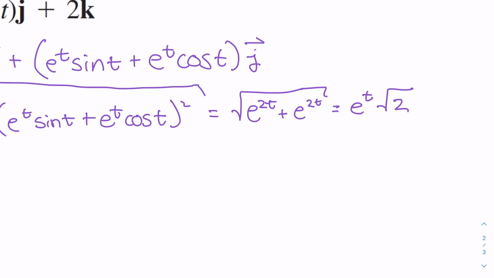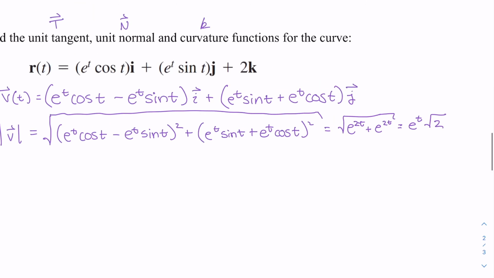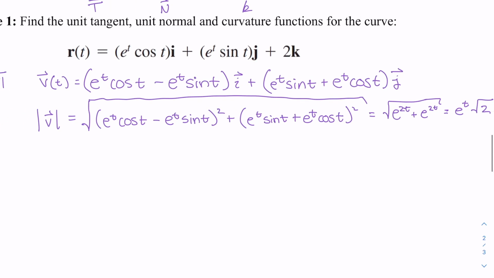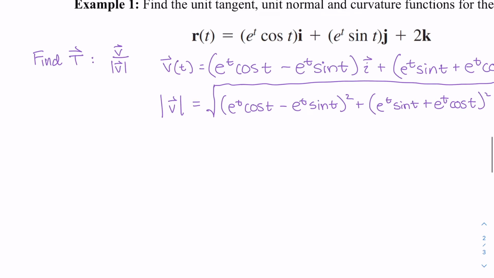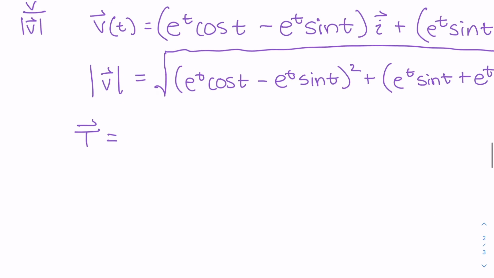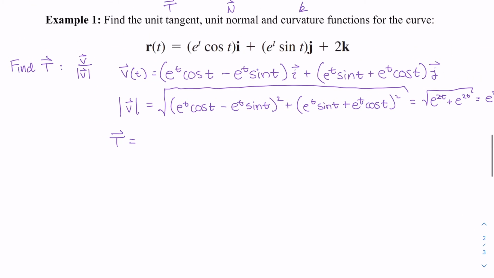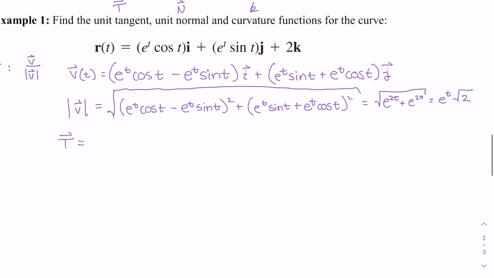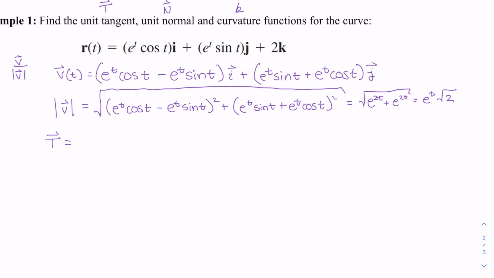Perfect. Okay, so that's the magnitude of the velocity vector. So now we can construct T. So T, the unit tangent vector, is going to be equal to this vector divided by e to the t square root of 2. So we can write that out.